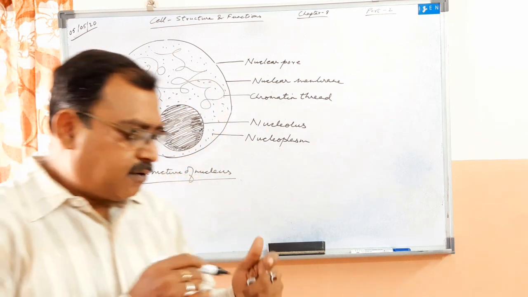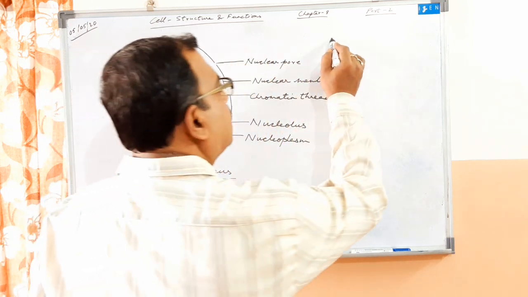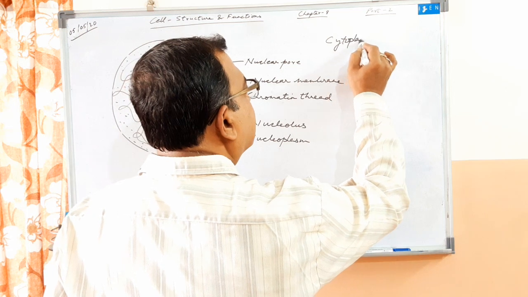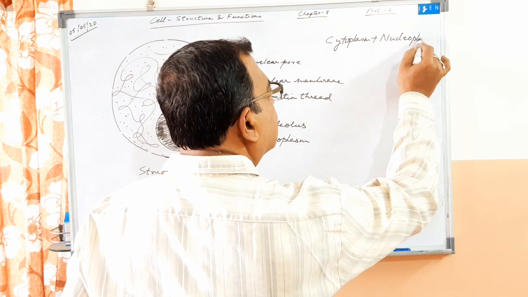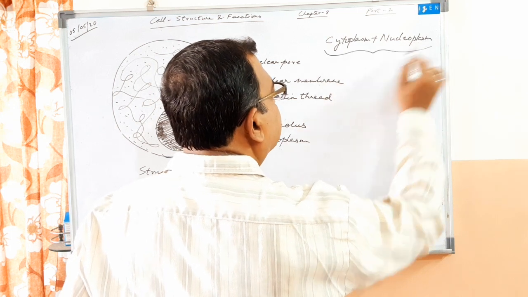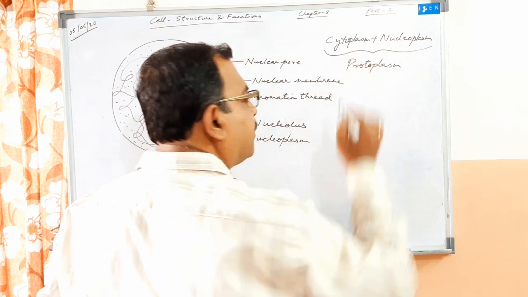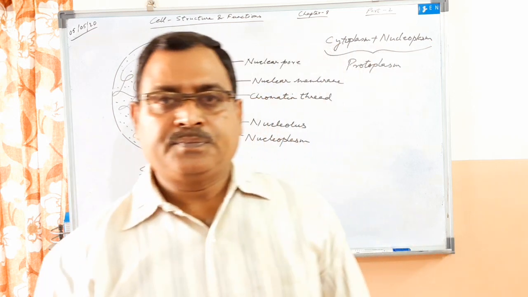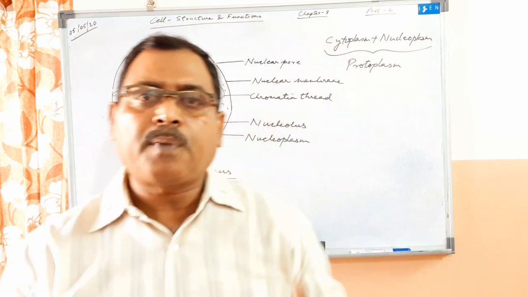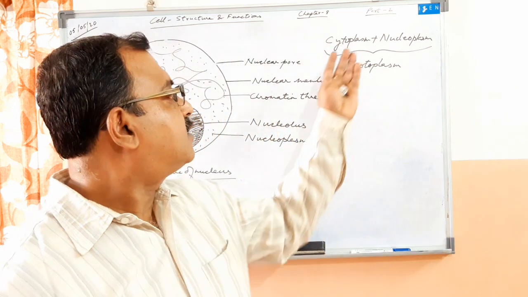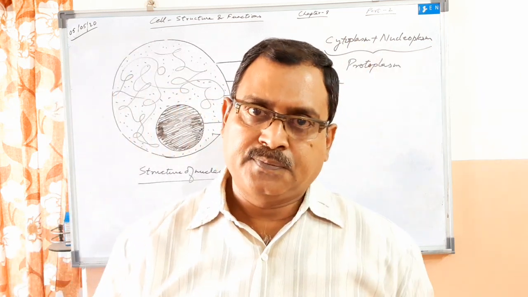Right? Now children, inside a cell, both cytoplasm plus nucleoplasm together, it is called protoplasm. This is the living material, the jelly-like substance inside the cell, that is the protoplasm. It is divided into 2 parts. Outside the nucleus, it is called cytoplasm. Inside the nucleus, it is called nucleoplasm. Okay, children?